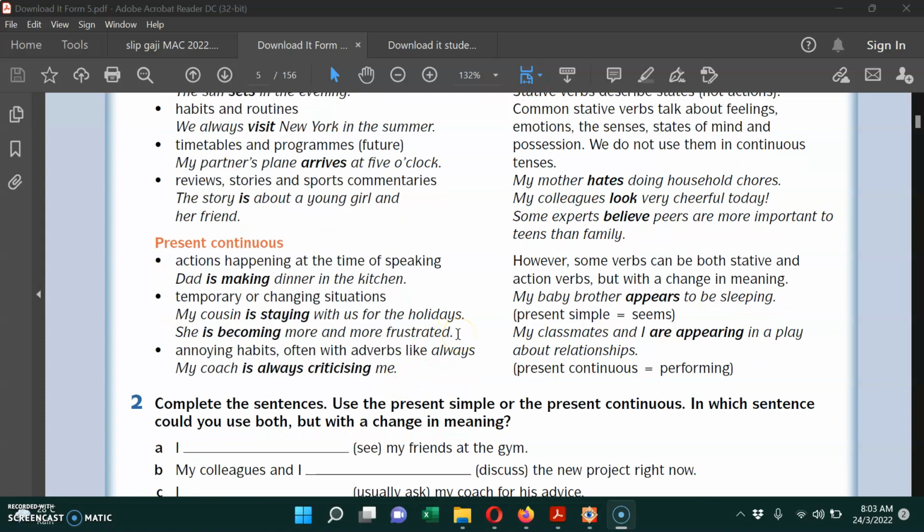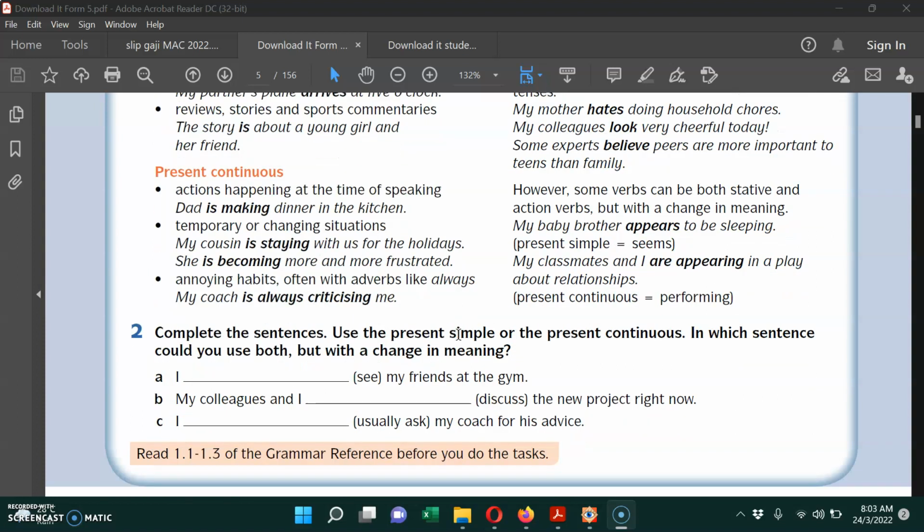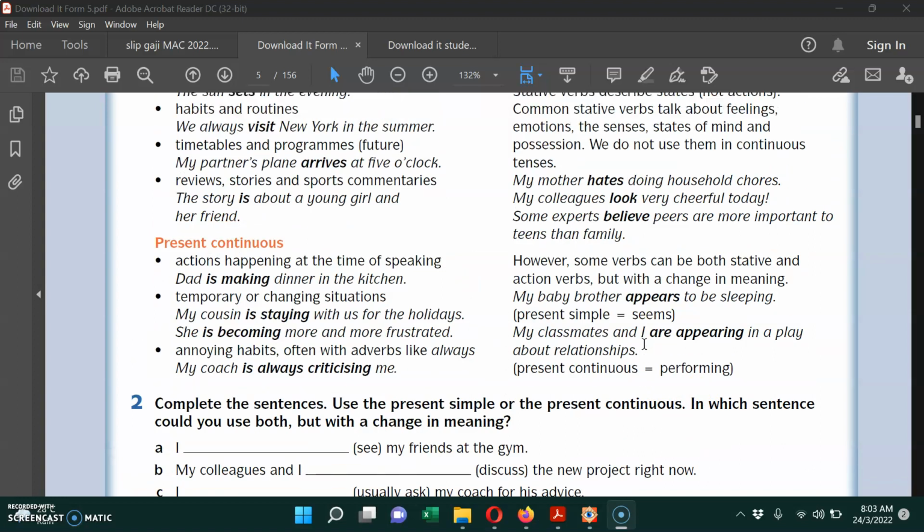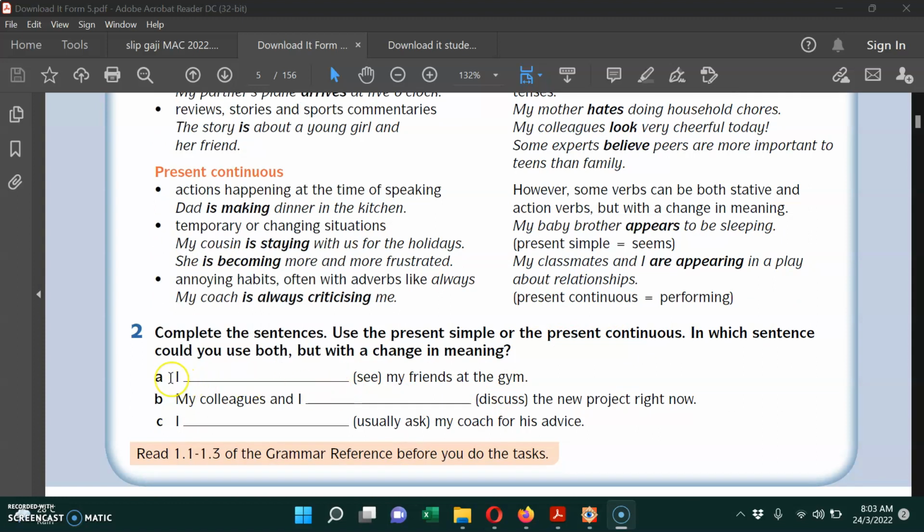Okay, now let's take a look at the exercise. Okay, part 2. Complete the sentences. Use the present simple or the present continuous. In which sentence could you use both but with a change in meaning? Okay, A. I see my friends at the gym. Saya jumpa kawan di gym. Boleh juga gunakan I am seeing my friends at the gym. Saya akan berjumpa dengan rakan saya di gym besok. Okay, dua-dua boleh guna present simple dan present continuous.